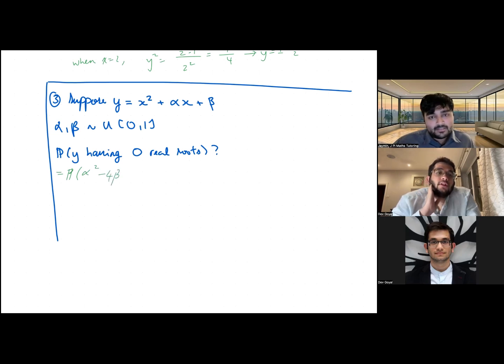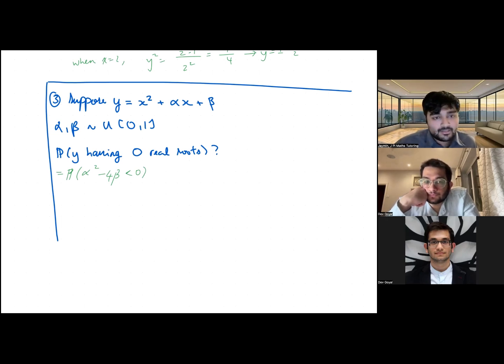Just quickly, before we move on, can you tell me what is the derivation of the discriminant? Where is it coming from? And why would you impose the condition of the discriminant being negative with the quadratic having zero real roots?